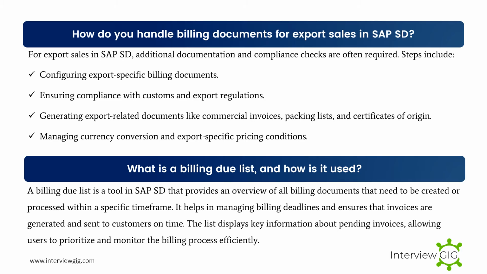What is a billing due list, and how is it used? A billing due list is a tool in SAP SD that provides an overview of all billing documents that need to be created or processed within a specific time frame. It helps in managing billing deadlines and ensures that invoices are generated and sent to customers on time. The list displays key information about pending invoices, allowing users to prioritize and monitor the billing process efficiently.